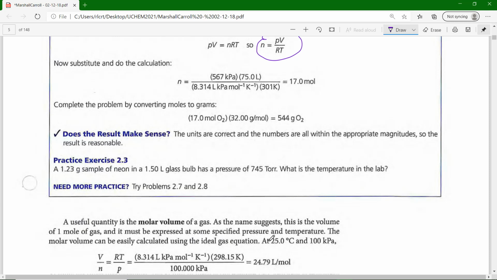For fun here, a 1.23 gram sample of neon in a 1.5 liter glass bulb has a pressure of 745 torr. What is the temperature in the lab? So PV equals nRT. No, okay, I was trying to show off there. PV equals nRT, so T is PV over nR.